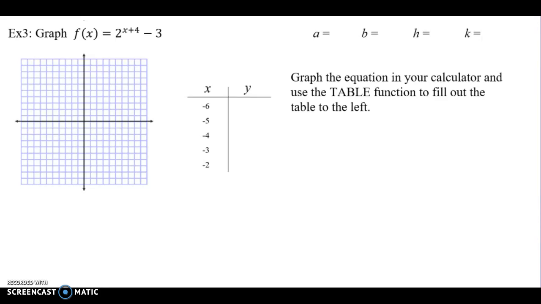Real quick before we do that, Jarrett, what is A? It's 1. Why is it 1? Because 2 is the base. So B is 2, which means there's a 1 in front. What is H, Cameron? It's -4. It's the opposite of what you see. And Cammy, what is K? -3. So you should have a good idea of what's going to happen based on H and K. Go ahead and put it in your graphing calculator and graph it.